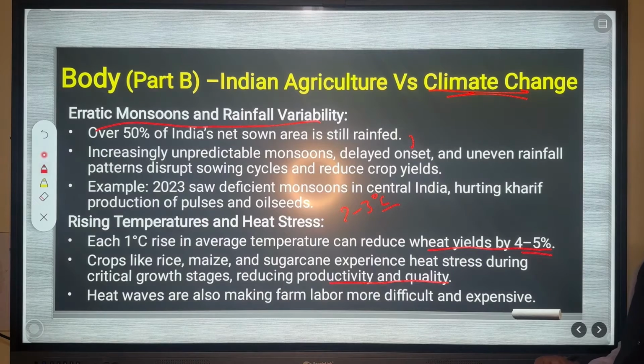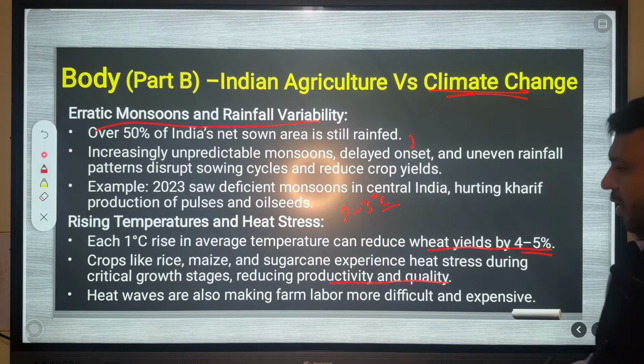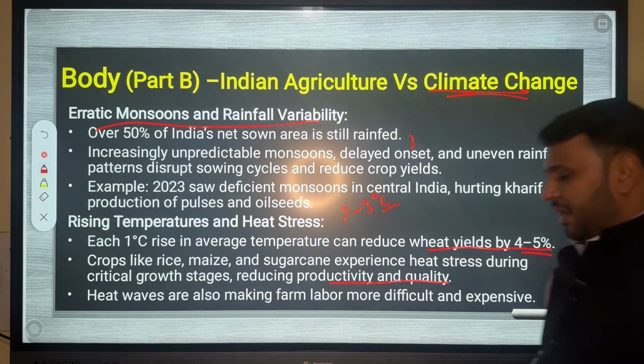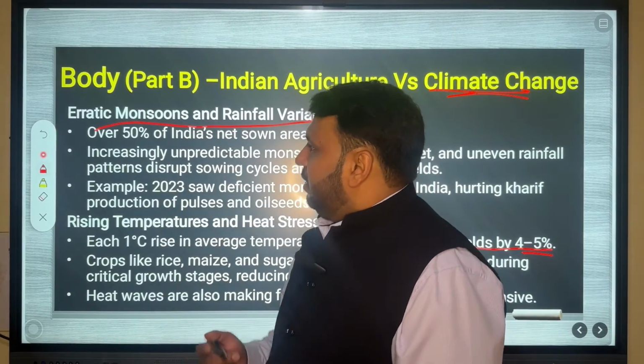Crops like rice, maize, and sugarcane experience heat stress during critical growth stages, reducing productivity and quality. Heat waves are also making farm labor more difficult and expensive. That is one of the dimensions. Next, please.